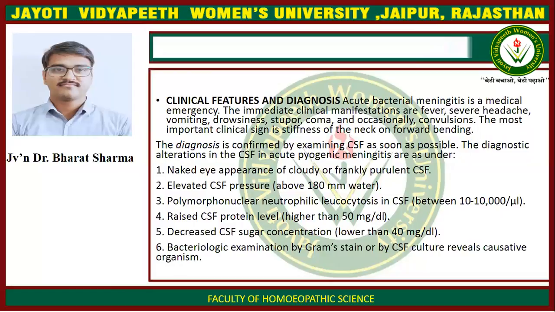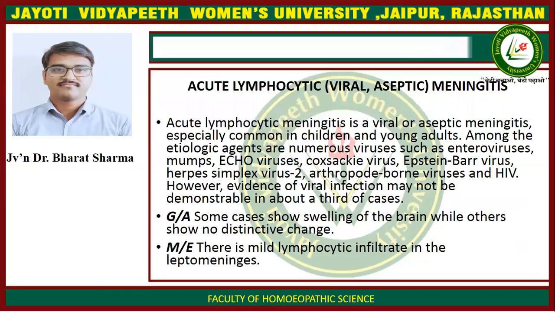The diagnostic alterations in the CSF in acute pyogenic meningitis are as under. First is naked eye appearance of cloudy and frankly purulent CSF, elevated CSF pressure above 180 mm of water, polymorphonuclear neutrophilic leukocytosis in CSF between 10 to 10,000 per milliliter, raised CSF protein level higher than 50 milligram per deciliter, decreased CSF sugar concentration lower than 40 milligram per deciliter, and bacteriologic examination by Gram stain or by CSF culture reveals the causative organism.